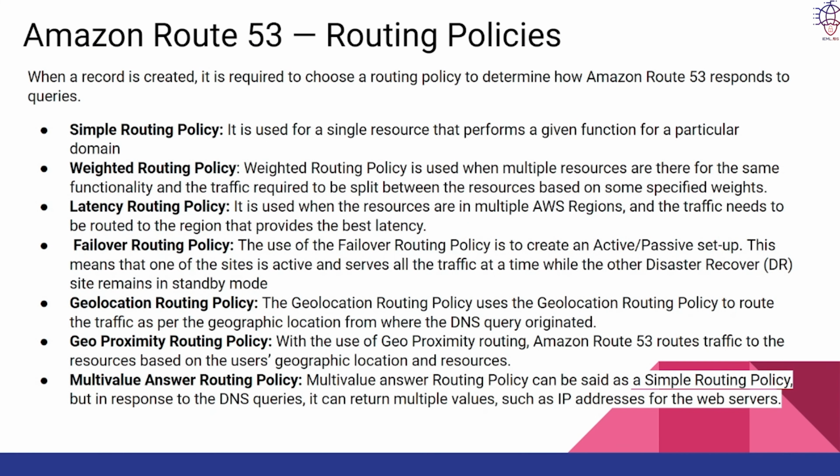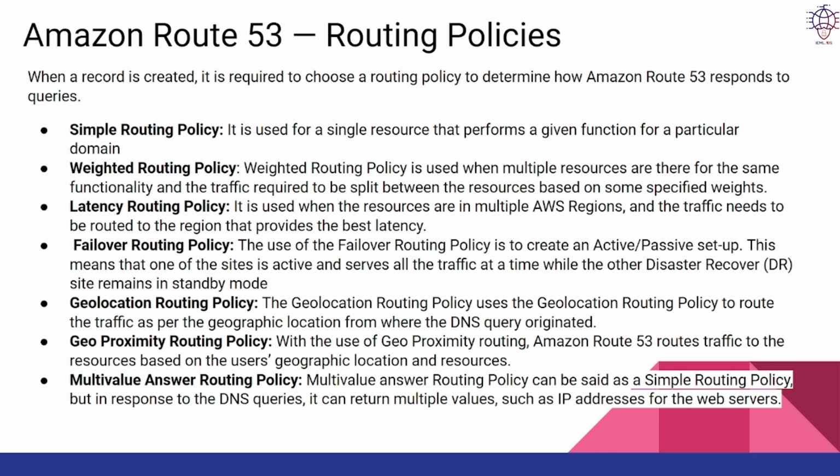Moving to the next slide, now we are going to study the routing policies that Route 53 provides. When a record is created, it is required to choose a routing policy to determine how Amazon Route 53 responds to queries. The first policy is the simple routing policy. It is used for a single resource that performs a given function for a particular domain. The next one is the weighted routing policy. It is used when multiple resources exist for the same functionality and the traffic needs to be split between the resources based on specific weights.